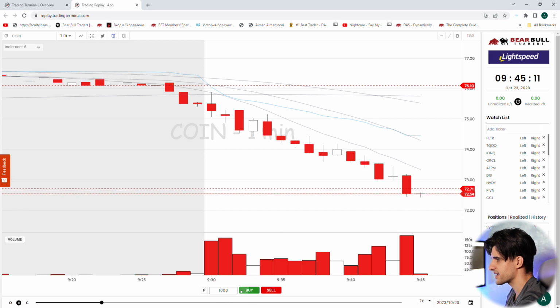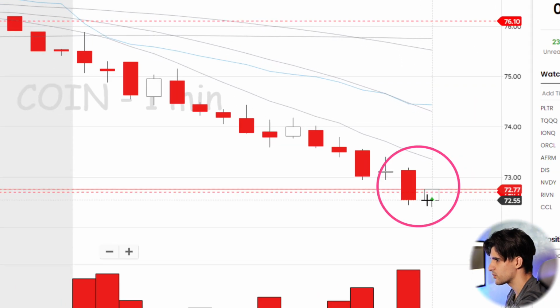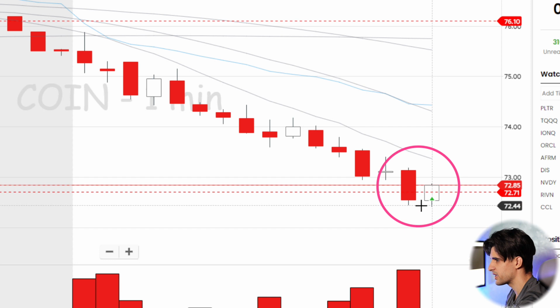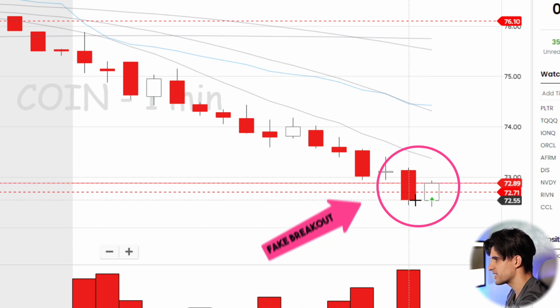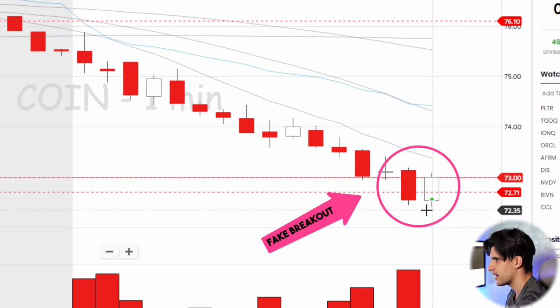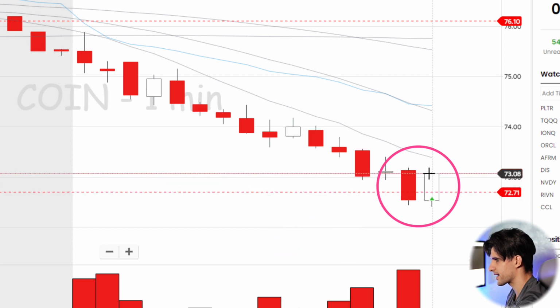Now I want to see how the price reacts around this level. And I could see that we did sell off, we did make a new 1-minute low. Even though we made a 1-minute low, the price did not sell off. We made some sort of a fake break by a penny, and we instantly got bought back up.